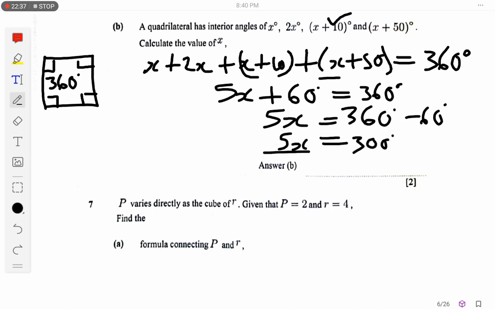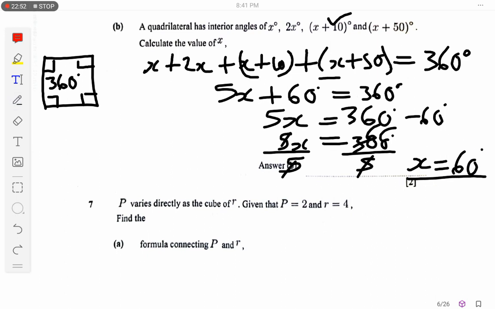So we are going to divide all the sides by 5 and we get our x value. If we divide 5 there, 5 there, 5 into 30, that's 6. So we get our x value is equal to 60 degrees. So that's the value for our x. Okay, let's move on, guys.